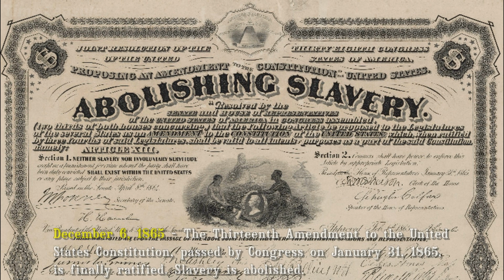December 6, 1865. The 13th Amendment to the United States Constitution, passed by Congress on January 31, 1865, is finally ratified. Slavery is abolished.